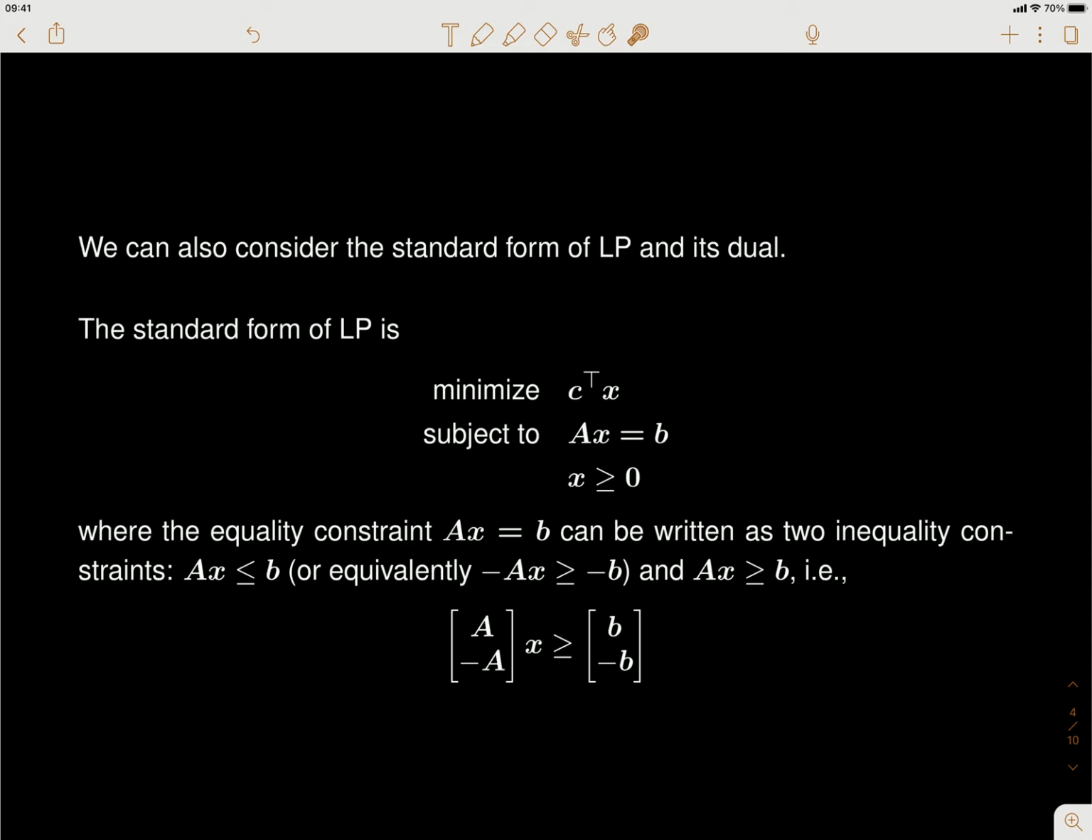So essentially, this equality constraint is equivalent to ax greater than or equal to b and negative ax greater than or equal to negative b. And this is equivalent to saying that I would stack this A and negative A, because they both have n columns, and then I multiply by x, and this is greater than or equal to b and negative b. So this will be my new A, and this will be my new b. Okay, and then we can apply the dual form from before.